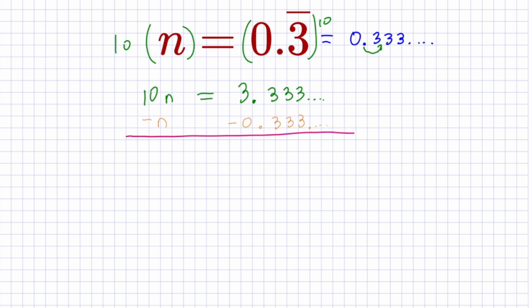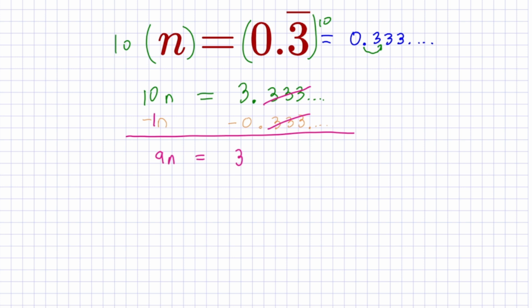So if I simplify what I have here, 10n minus 1n is 9n. And when I perform the subtraction on the right side, notice how the threes that are repeating afterwards forever cancel out, and it leaves you with just a 3. Not roughly 3, but exactly 3. So notice how with this move, we have eliminated all the repeating decimals in our problem.